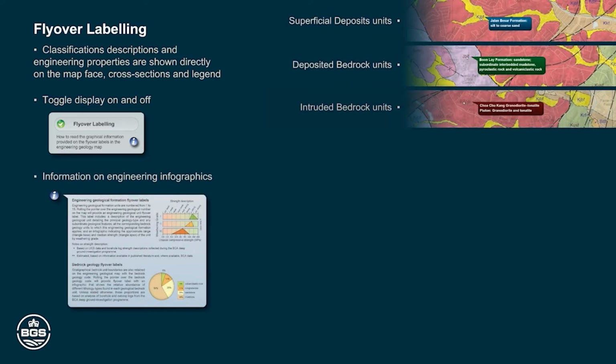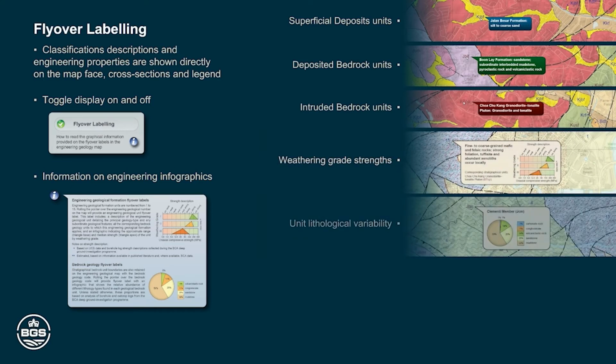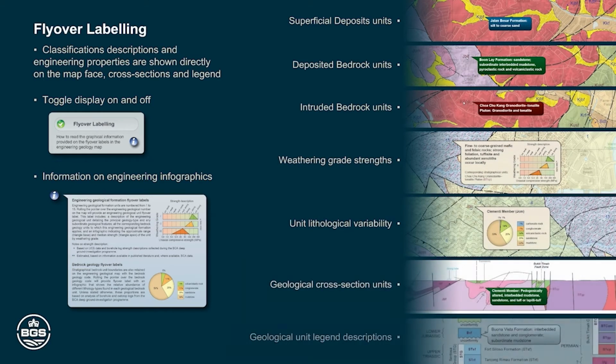Another added feature is the Flyover Labelling, which contains information on the geological classifications and engineering properties. These are available on the map face, with the legend on the map controls palette, and with the geological cross-sections. It provides for direct on-map information when panning and zooming, and removes the need for a large permanent sidebar legend that occupies a lot of the screen area, reducing the map window.